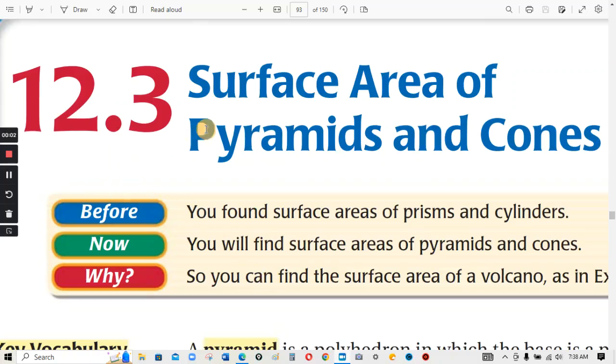Chapter 12.3, Surface Area of Pyramids and Cones.